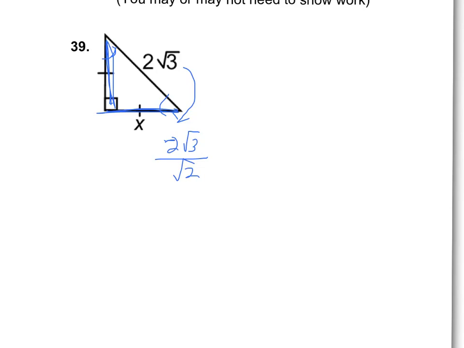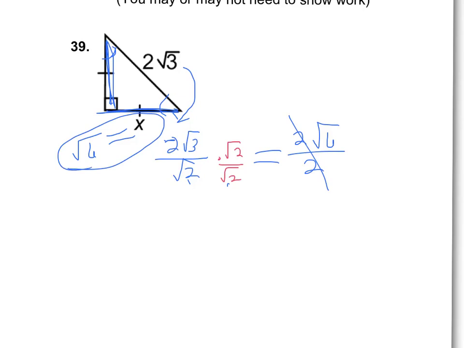And so what we need to do is get rid of the radical 2 that's in the bottom. So we're going to multiply both top and bottom by radical 2. We've done this many times. It's called rationalizing the denominator. So on top, we're going to have 2 square root of 6. On bottom, we'll just have 2, because square root of 2 times square root of 2 is 2. Now, those 2's do cancel, and so x equals square root of 6.